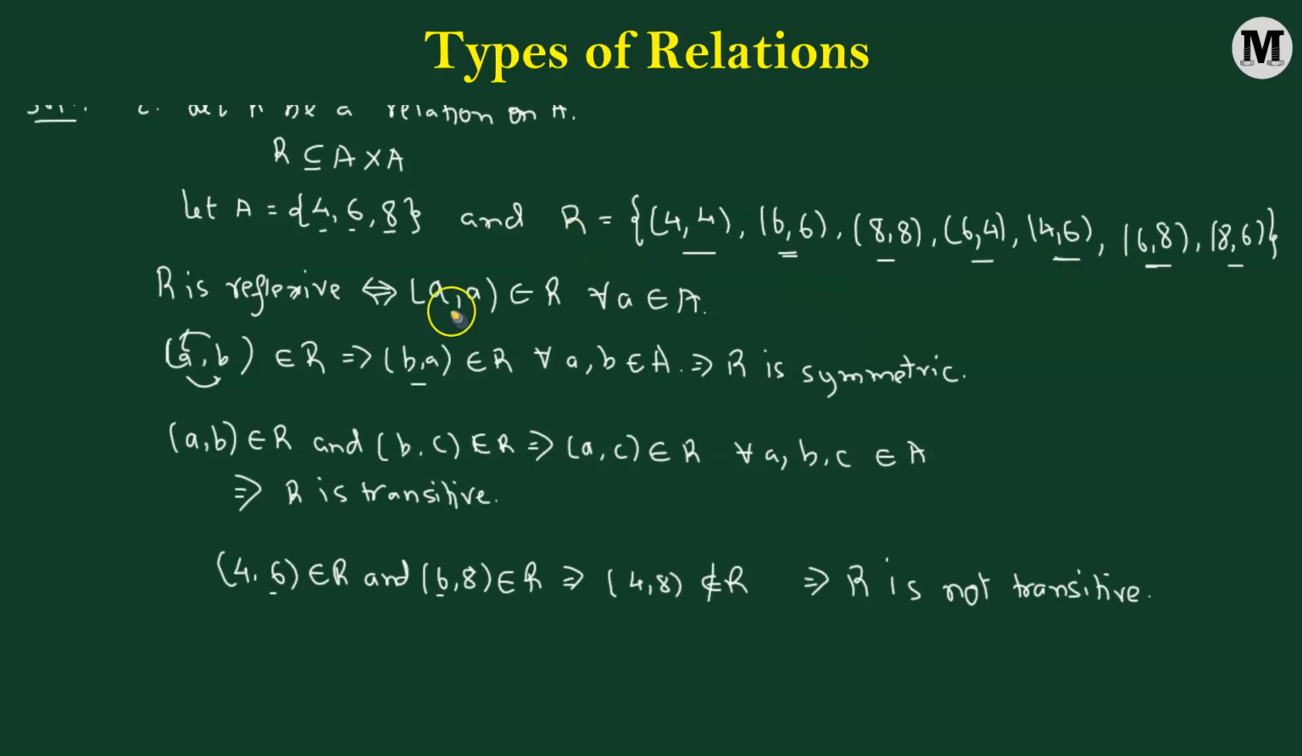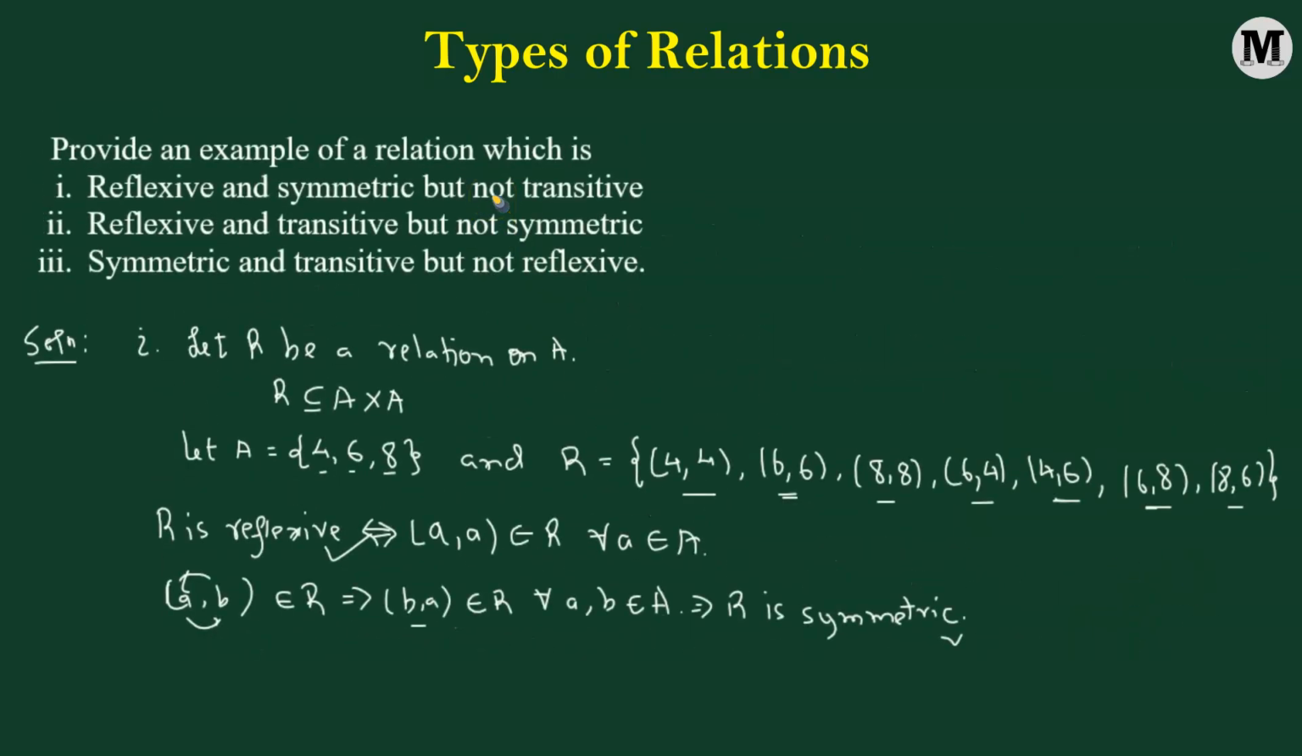This relation R is going to be reflexive, it is going to be symmetric, but it is not going to be transitive. Now let's go to the second problem, where we have to provide an example of a relation which is reflexive and transitive but not symmetric.